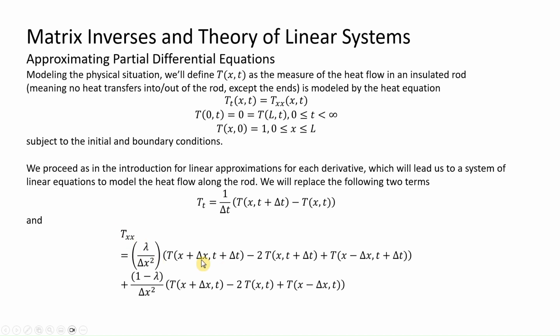Specifically, you'll notice that there's a lambda value here, and then a 1 minus lambda value. And this comes from a numerical scheme approximating this value. And when lambda is equal to 1/2, we have what we call the Crank-Nicolson approximation. And the reason for this is that it allows us to create a more stable approximation.